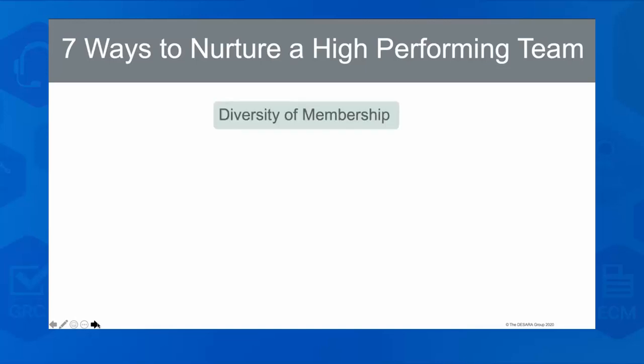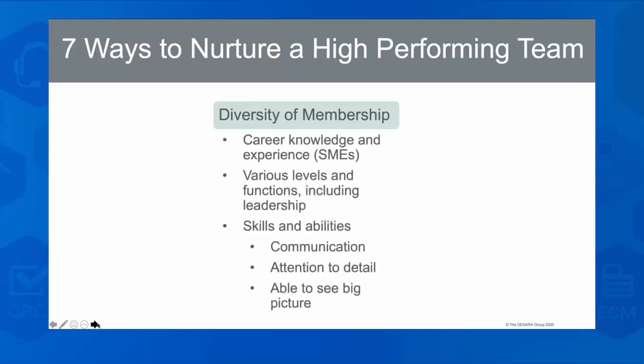Way number 2, diversity of membership. You want to have a high-performing team with diverse membership by making sure you've got the mix of knowledge and skills and levels and functions and all the different skills and abilities, because those people will come to value one another and lean on each other for those areas where they may be weaker.